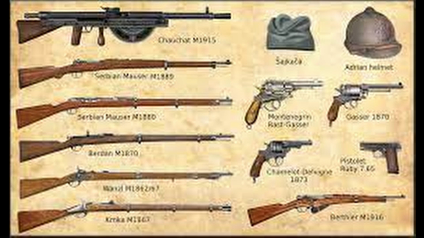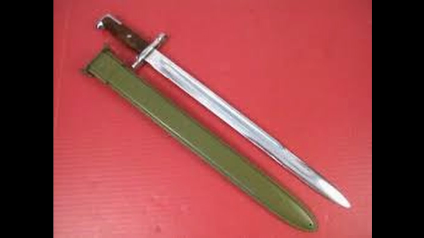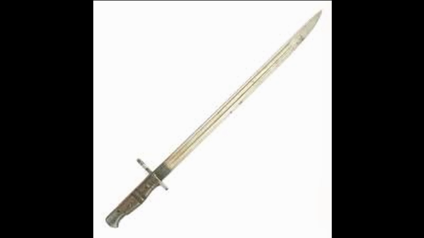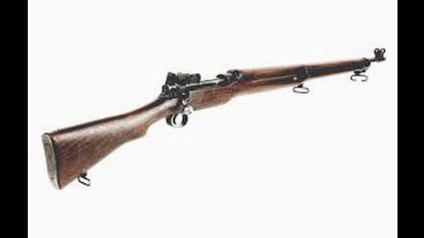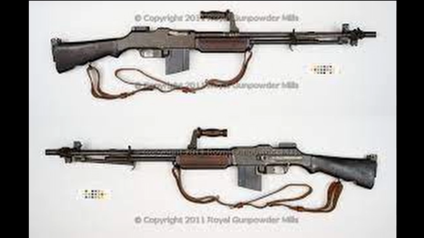Weaponry of World War I. Specific weapons used in World War I include the M1903 Springfield, the M1905 bayonet, the M1911 pistol, the M1917 bayonet, the M1917 Browning machine gun, the M1917 Enfield, the M1917 revolver, and the M1918 Browning automatic rifle.